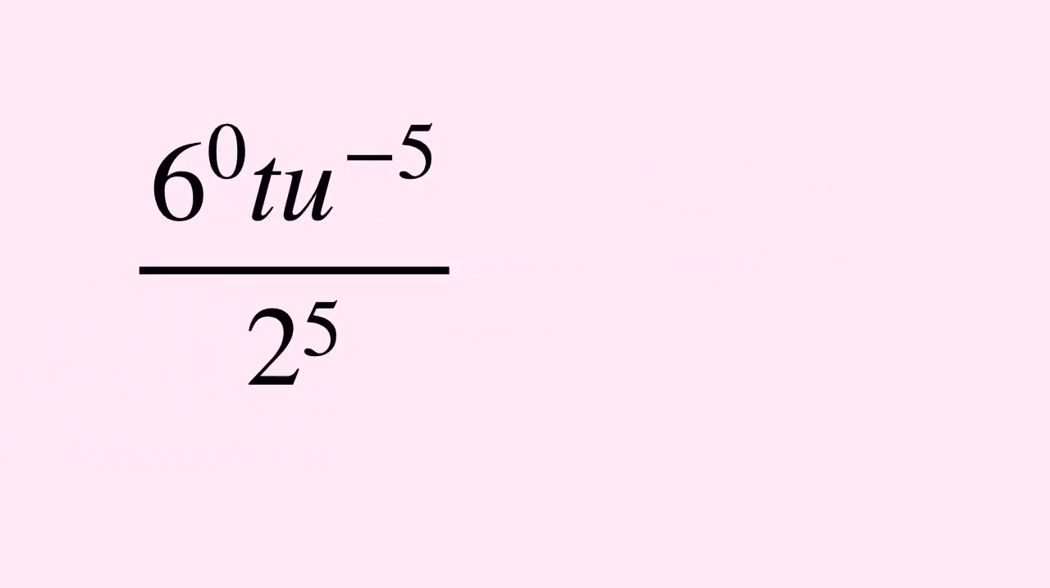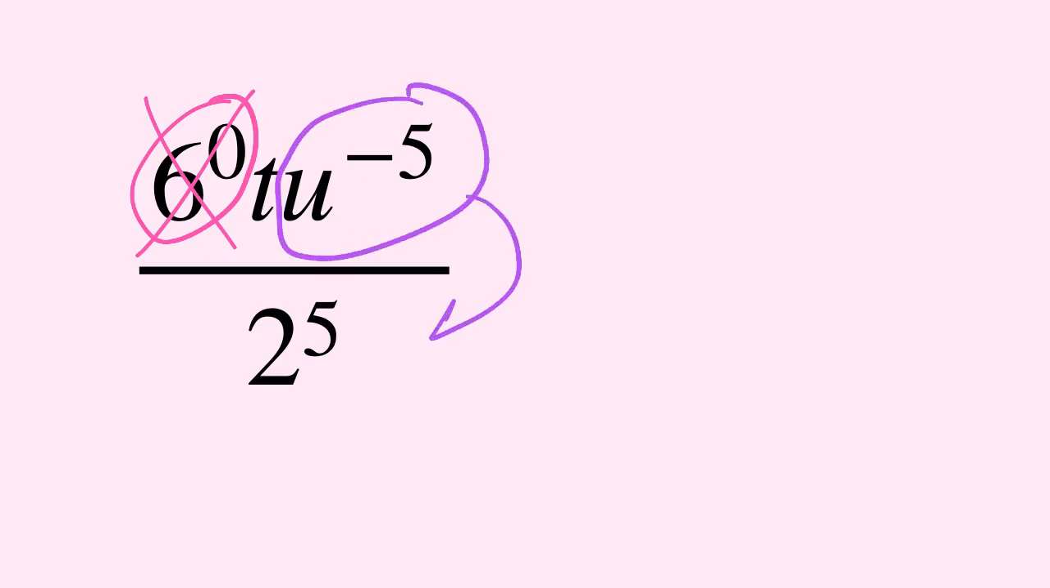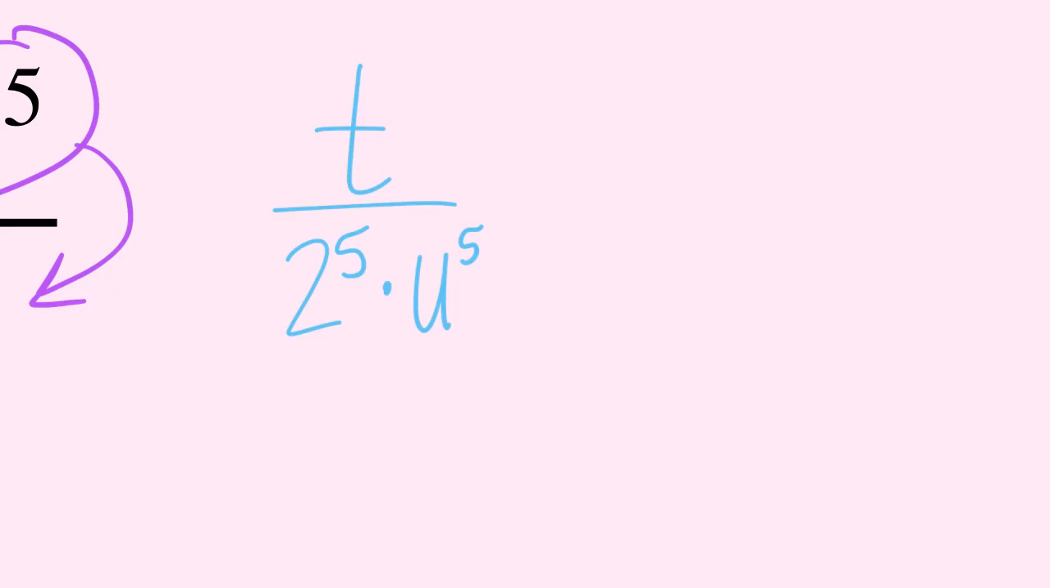All right, in this example, this is a 1. It just equals 1, so we don't need to write it. And then the only negative exponent that we have is this u to the -5. So we're going to move that to the bottom, which means on the top, we still have the t left over. So it would be t over 2 to the 5th times u to the 5th. And then you can actually evaluate 2 to the 5th. 2 to the 5th is 32, so that would be t over 32u to the 5th.